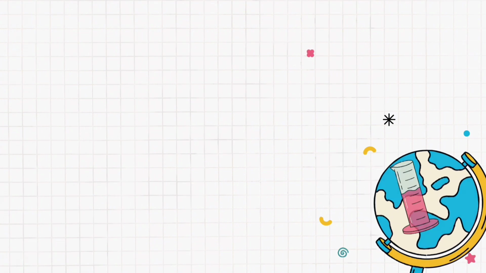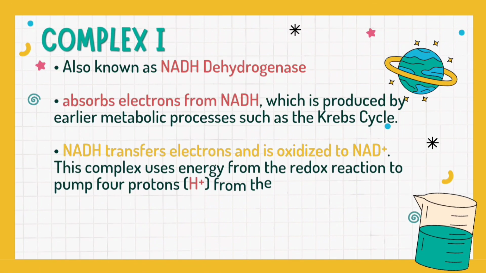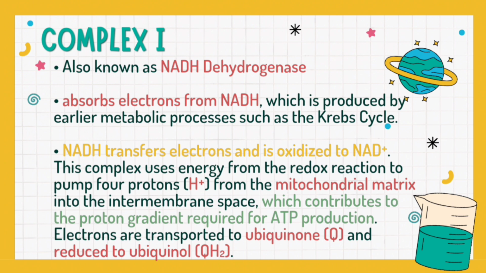For the first one, we have complex 1, also known as NADH dehydrogenase. It absorbs electrons from NADH, which is produced by earlier metabolic processes such as the Krebs cycle. NADH transfers electrons and is oxidized to NAD+. This complex uses energy from the redox reaction to pump 4 protons from the mitochondrial matrix into the intermembrane space, which contributes to the proton gradient required for ATP production.